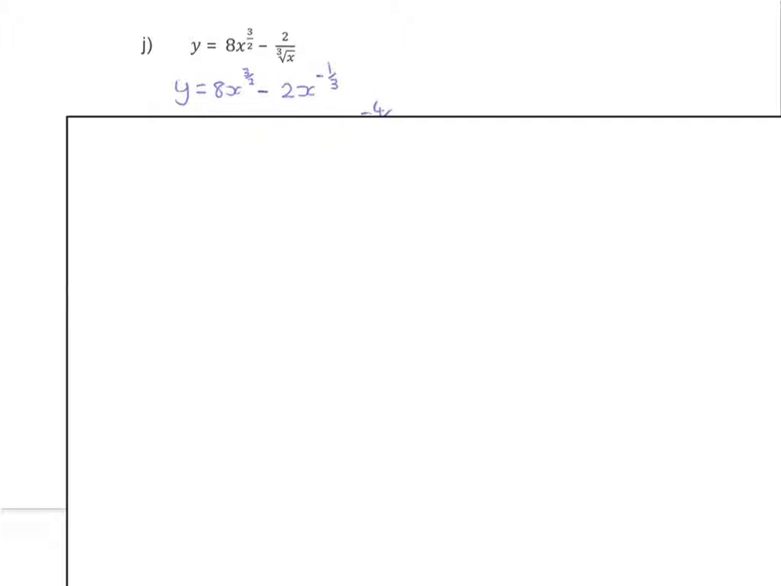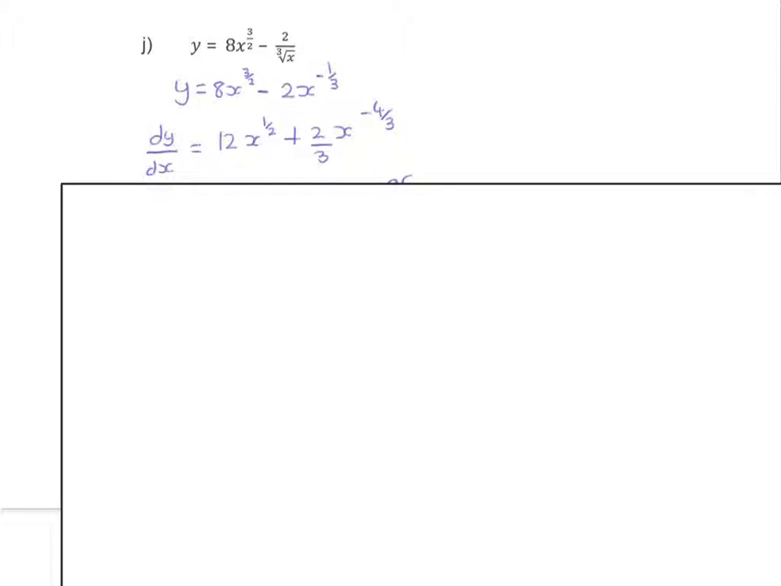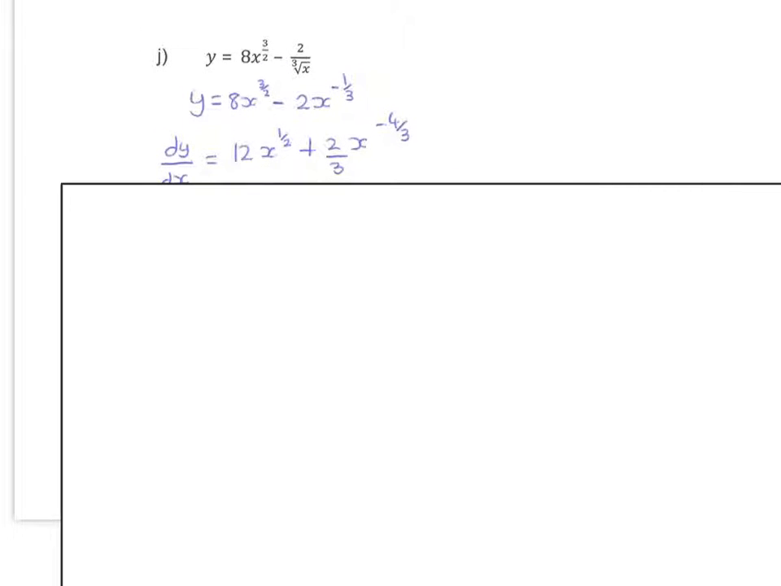Now taking each one in turn, if you multiply down by the power and take one away from the power, being really careful with your fraction work, make sure you're getting exactly what I am. So dy by dx should be 12x to the power of a half, so 8 times 3 over 2 is 12. Remember, no calculator, so make sure you can do this in your heads. x to the power of a half, minus 2 times minus 1/3 becomes positive 2/3 x to the minus 4 over 3.